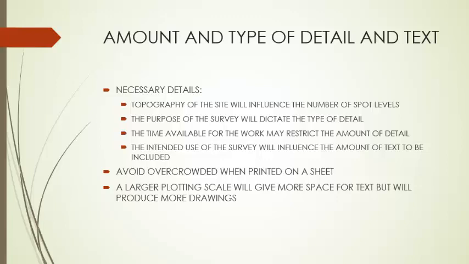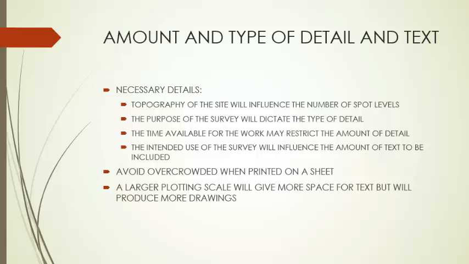First, the topography of the site will influence the number of spot levels. Frequent steep undulation requires a higher number of spot levels. Secondly, the purpose of the survey will dictate the type of detail to be located. For example, for civil engineering design work, contours on natural surfaces, spot heights, and all natural and man-made details should normally be shown, including overhead detail such as telephone cables and power lines, and where possible underground detail such as water pipes and sewers.